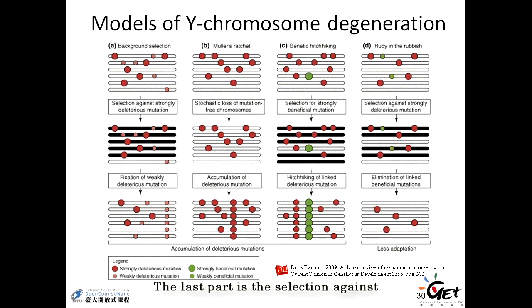The last part is the selection against deleterious mutations. And this selection against the deleterious mutations, so that the black chromosomes on this slide are showing chromosomes with linked beneficial mutations. So these are possible mechanisms or models for the Y chromosome degeneration.